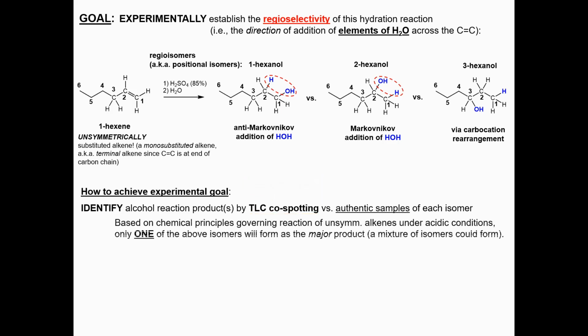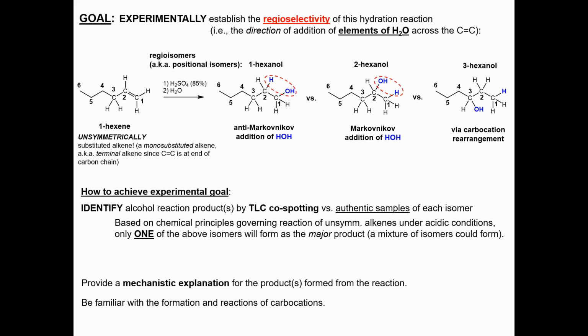Although one major hexanol isomer would be expected, a mixture of products could result. You should be able to provide a feasible mechanistic explanation for the outcome of this reaction and become familiar with the modes of formation and the reactions of carbocations.